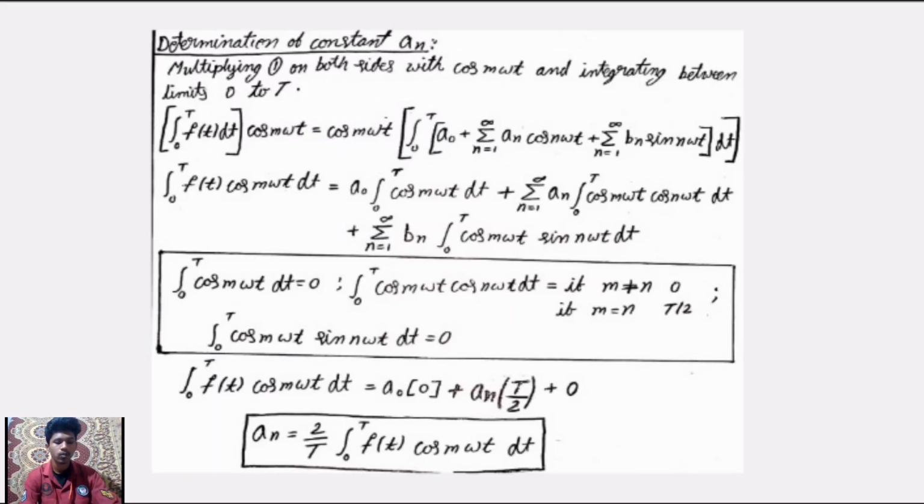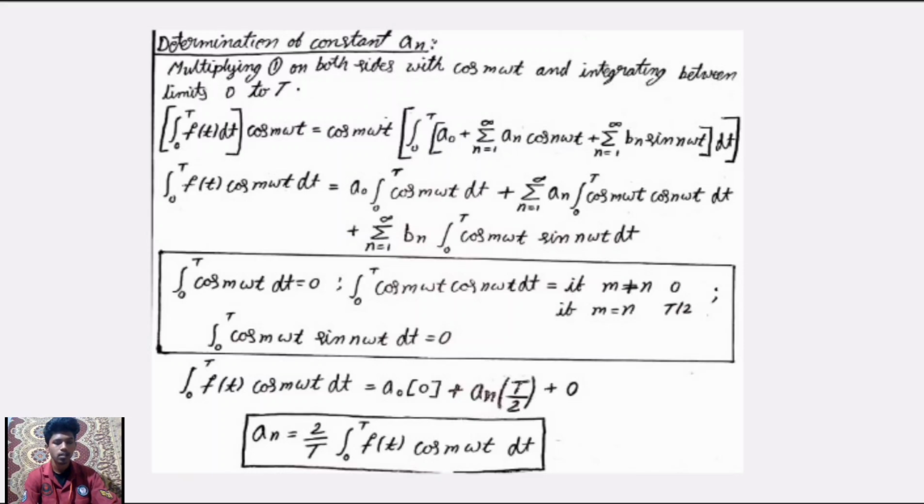Multiplying equation 1 on both sides with cos m omega t and integrating between the limits 0 to T, the equation becomes integral of 0 to T f of t cos m omega t dt equals a0 integral of 0 to T cos m omega t dt plus summation n equals 1 to infinity an integral of 0 to T cos m omega t cos n omega t dt plus summation n equals 1 to infinity bn integral of 0 to T cos m omega t sin n omega t dt.